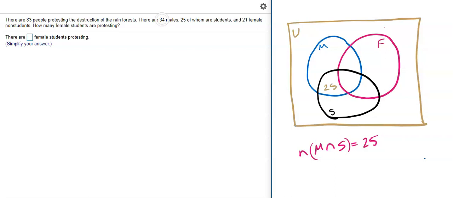And then we know that there are 34 males total. So if we add up how many males are not students, which would be whatever's hanging out only in the blue part, not also inside the black, there should be 34. So 34 minus 25, going through this thought process, there are 9 that are males but are not students.